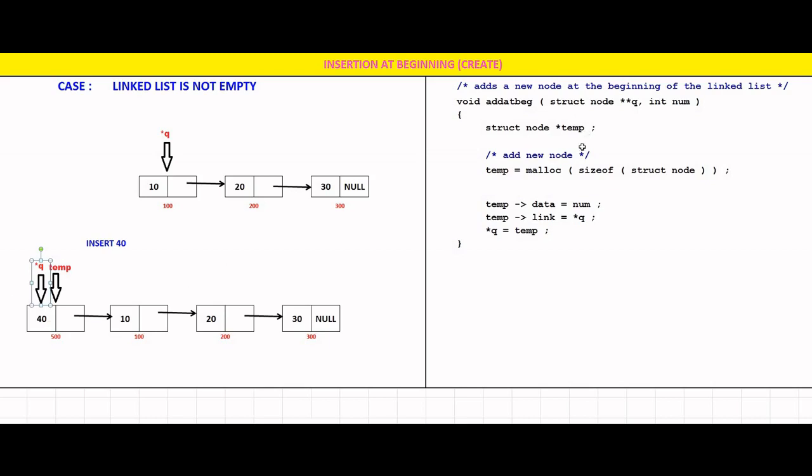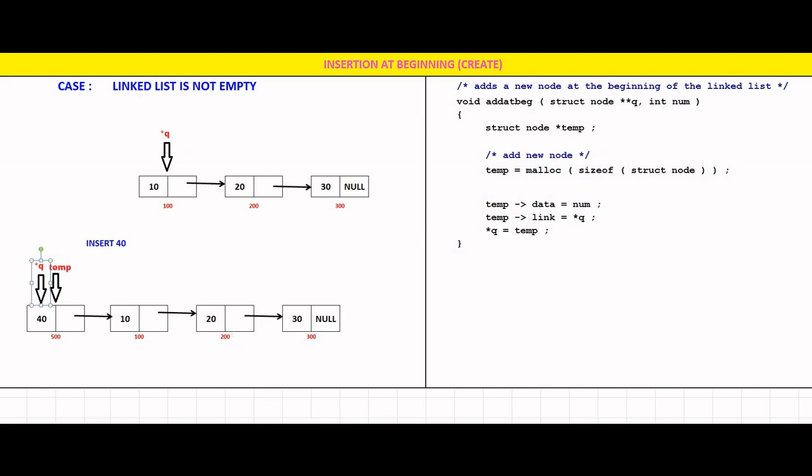We create one node at this line, then we put the num value in the data part, then we put the pointer q address into the link part, because after adding it will be the first node, and then we adjust q is equal to temp. So this is how the insertion at beginning happens.